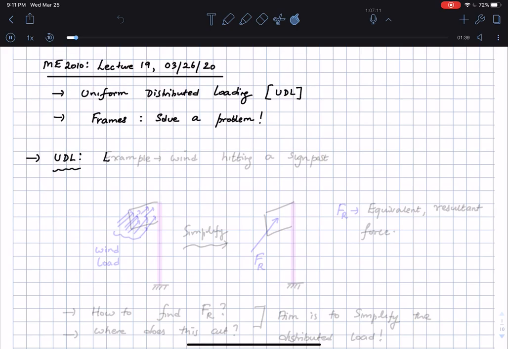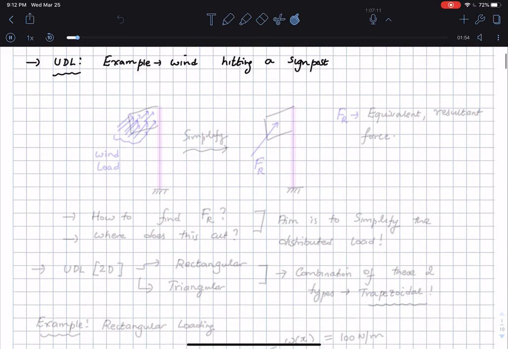So an example of a uniform distributed loading is the wind hitting a signpost. And if I actually draw such a signpost, let me try to do it here. Let's say that this is some kind of a pole, and here is a signpost. Let's say that this is fixed to the ground completely. Of course, it has to be supported, right? Because we're doing statics. We know all these things now.